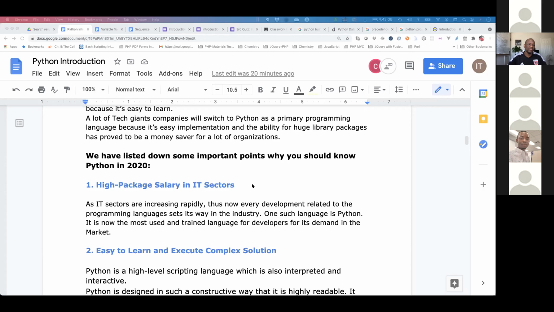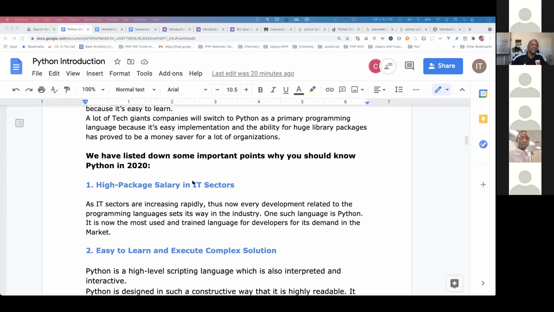I have a lot of examples, and also you can get a lot of other examples online to do those. In your Kunjis, that will come very handy to help you. Okay. We have listed down some important points why we should know Python in 2021, of course.